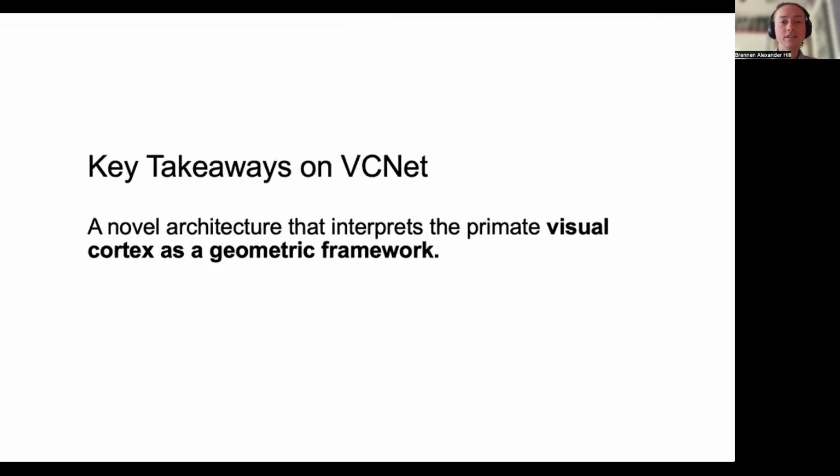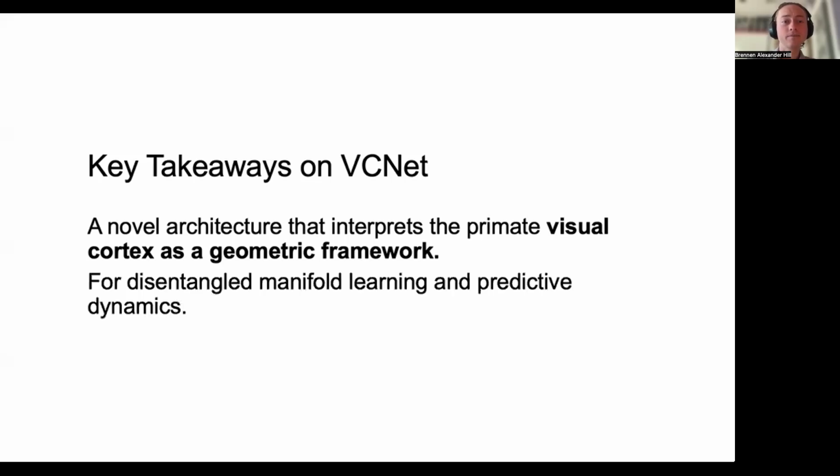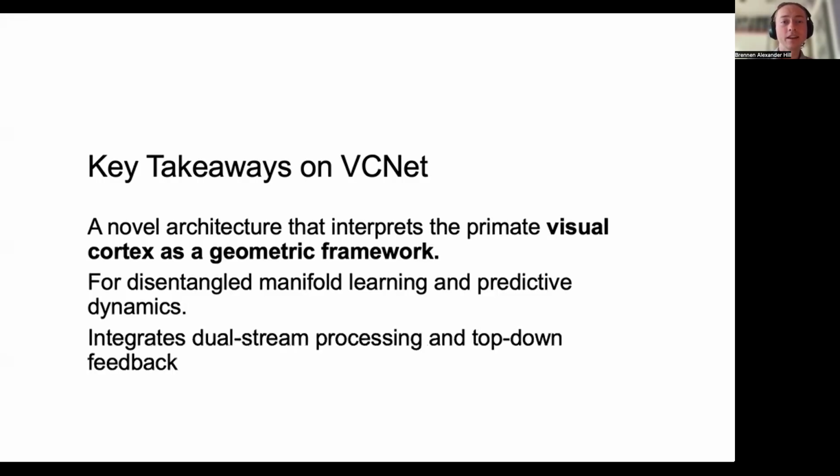Let's start with key takeaways. First, we introduce VCNet. We interpret the visual cortex as a specific geometric engine designed to structure data. Second, we propose that the brain's famous dual stream organization, the what and where pathways, is actually a mechanism for manifold disentanglement. The network actively separates high-dimensional sensory noise into distinct low-dimensional geometric spaces.